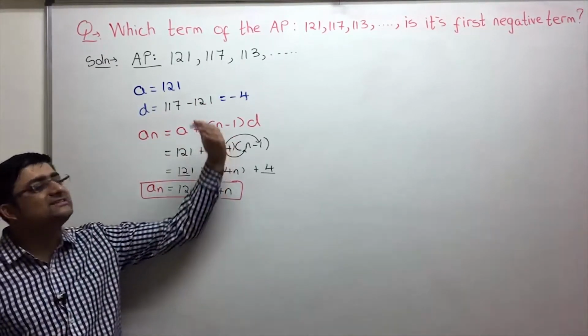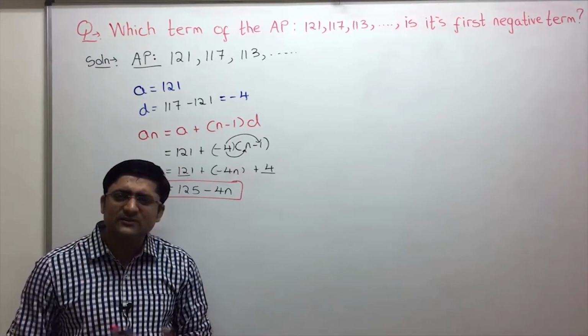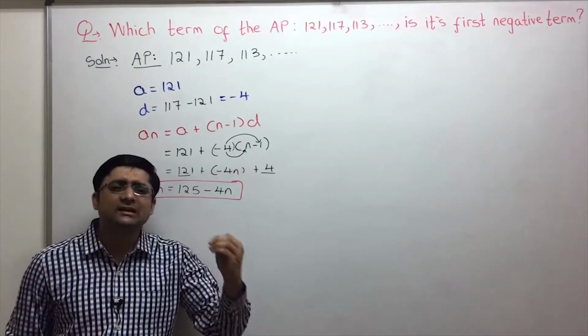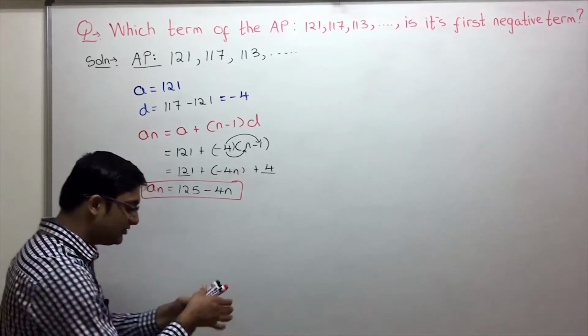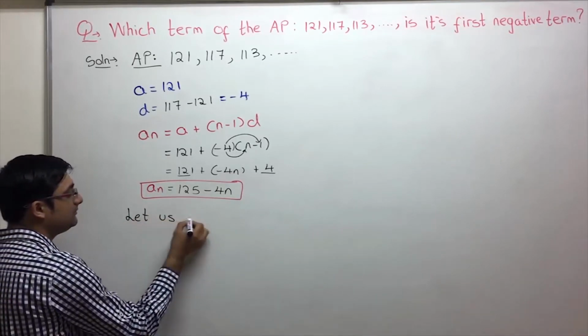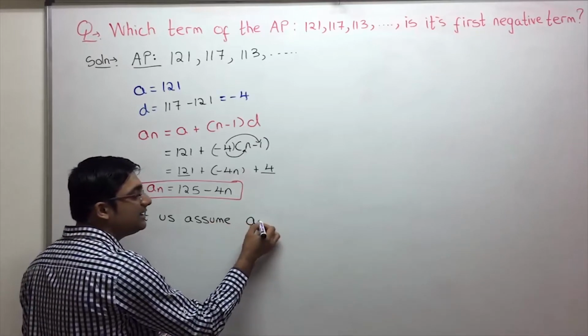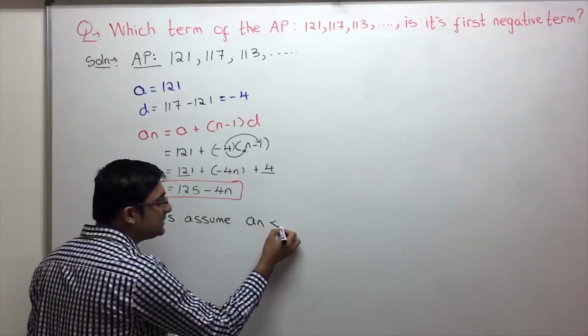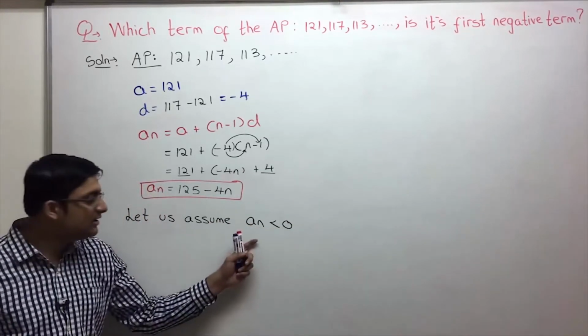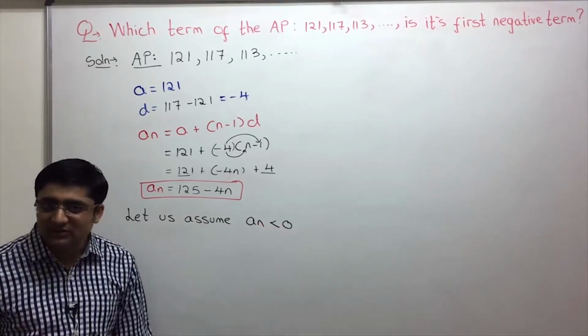Now we are asked which is the first negative term of this AP. We do not know which term is the first negative term. So let us assume the nth term, meaning an, is the first negative term. That means less than 0. So what is the meaning of this? Let us assume the nth term is the first term that is less than 0, that is negative.